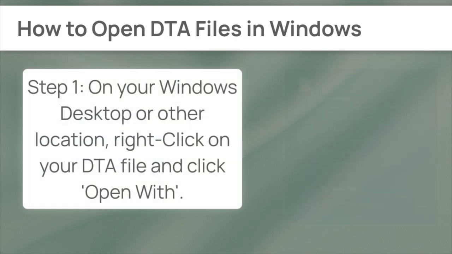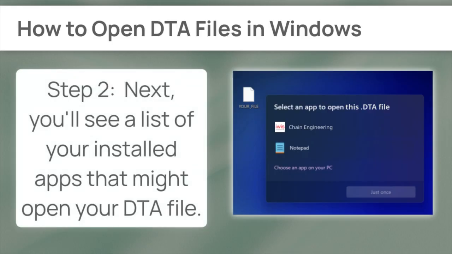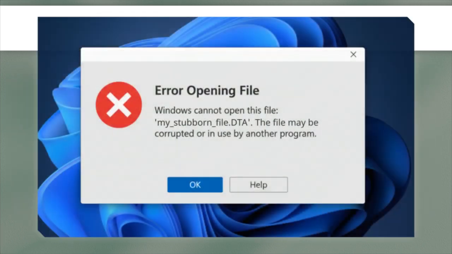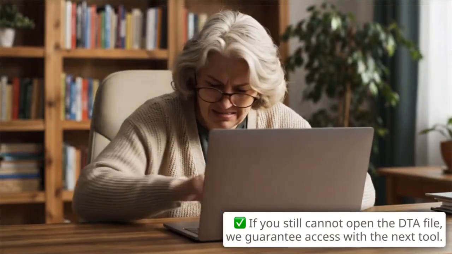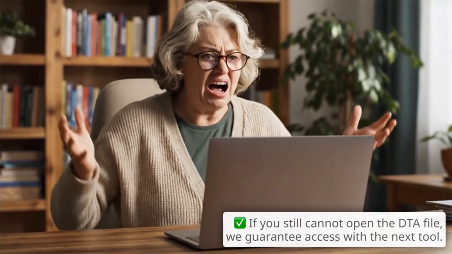Let's see which program can read this specific version. Right-click the DTA file and hit Open with. Test chain engineering first. If it's not present, choose a different app. That often leads to the fix. If the DTA file is still giving you trouble, relax. Let's immediately implement 3 focused troubleshooting steps to find the underlying issue.